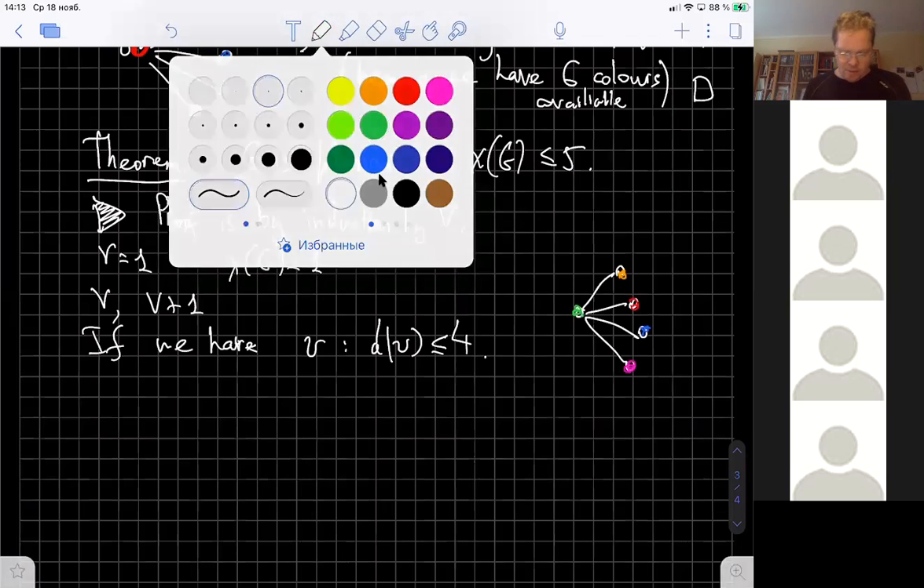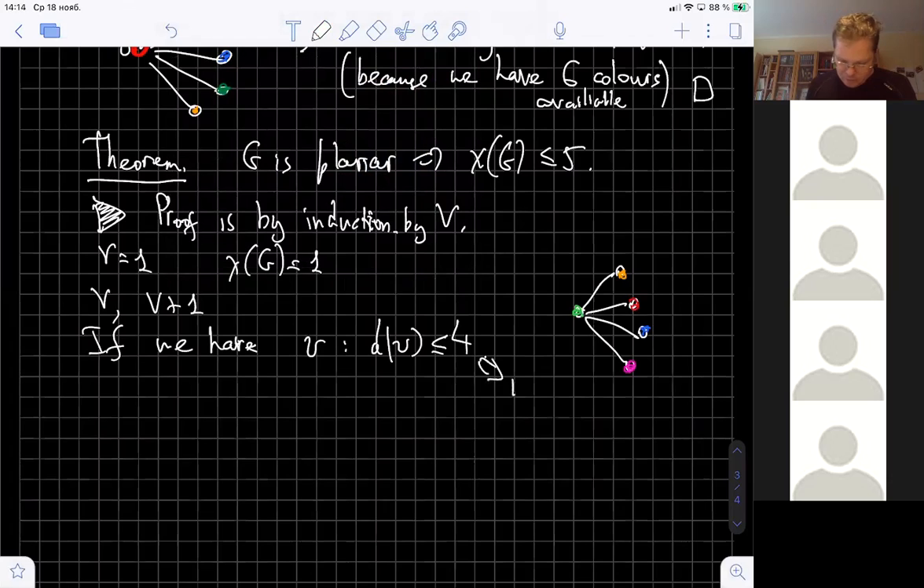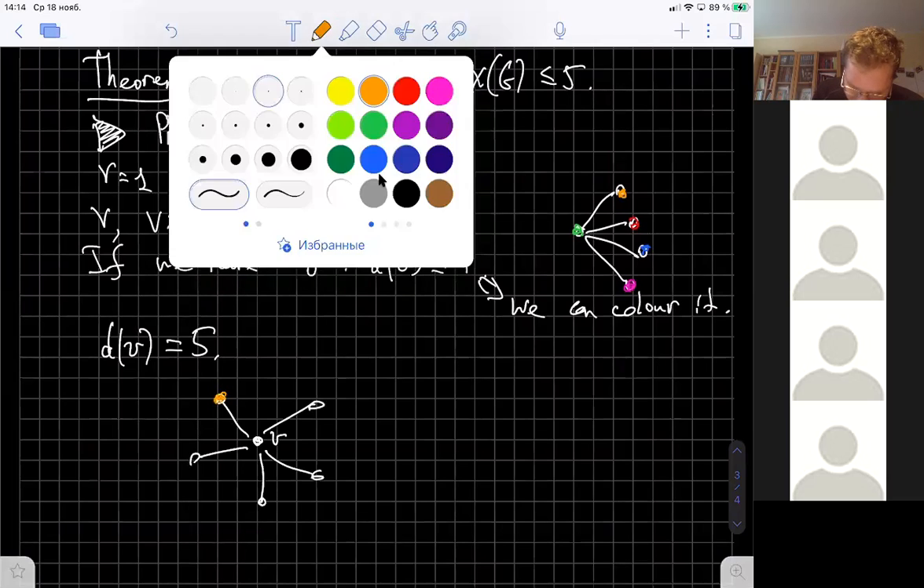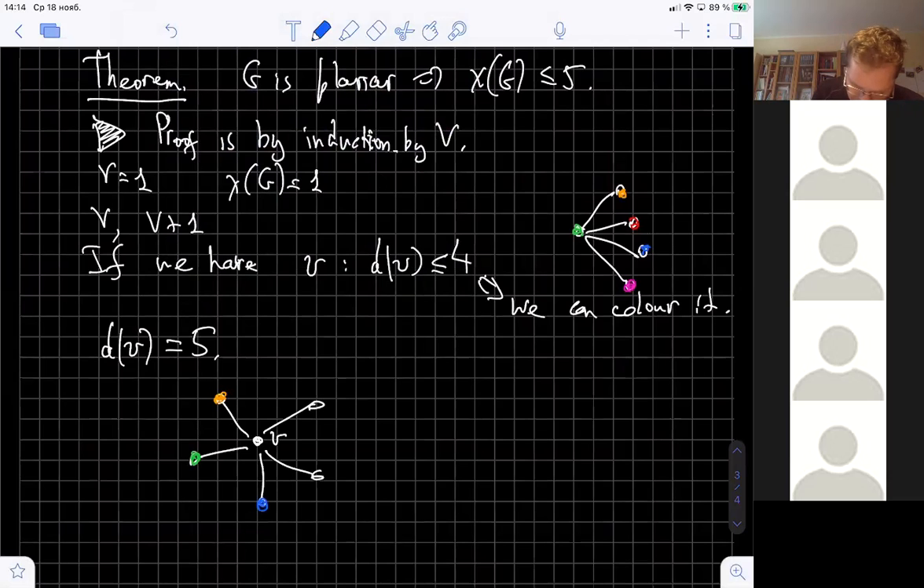So the problem will happen only if the degree of V is equal to 5. So we have the vertex V, and it is connected with exactly 5 vertices, and these 5 vertices are colored with different colors. So exactly we have 5 different types of color.